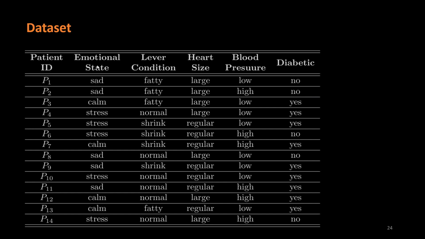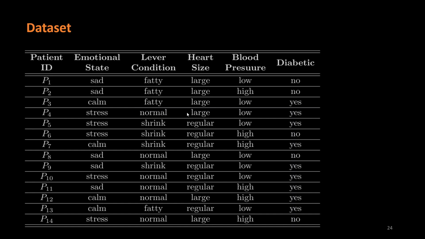Now we have 4 features: emotional state, liver condition, heart size, and blood pressure. In emotional state, we have 3 categories: sad, calm, and stress. Similarly, in liver condition, we have fatty liver, normal liver, and sick liver. That is, we have 3 categories. In heart size, we have 2 categories, that is large or regular. And in blood pressure, we have 2 categories, that is low and high. So these are the 4 features. The first column is not a feature, it is just a patient ID, and the last column is the label of our dataset, and these middle 4 columns are the features of the dataset.